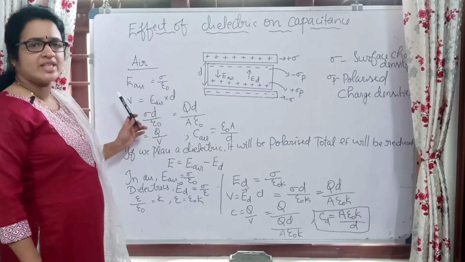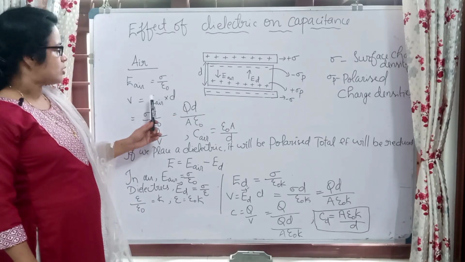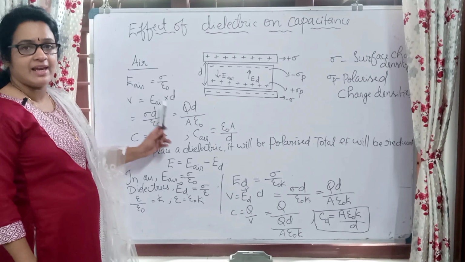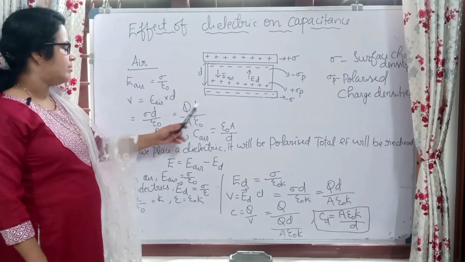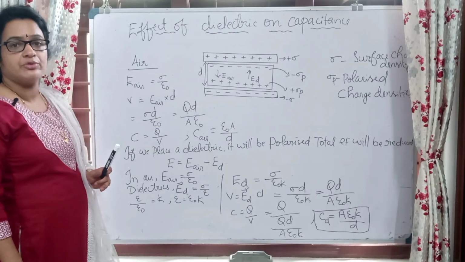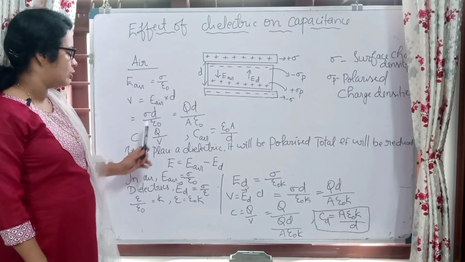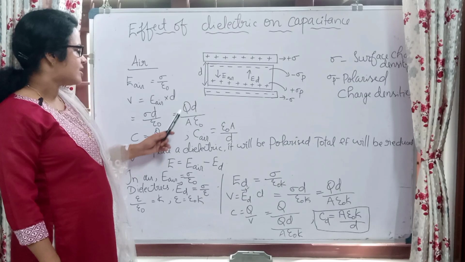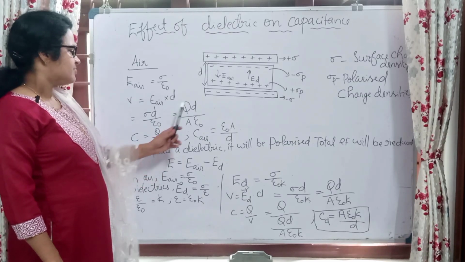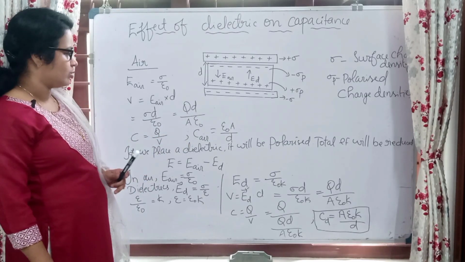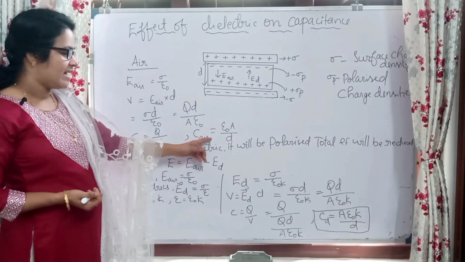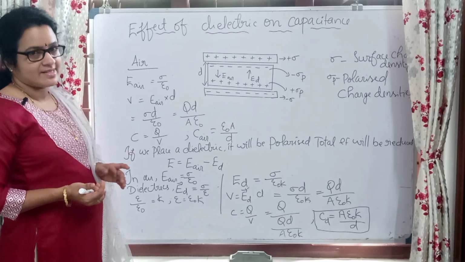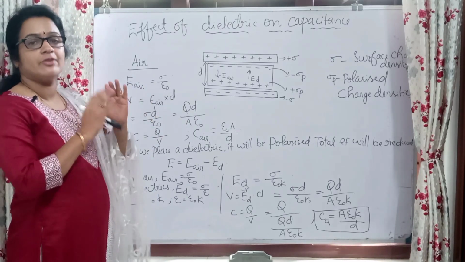So we are only using the equation V is equal to E into D. Here we are considering only air, so we are just giving the suffix, E air. Okay, now QD by A epsilon 0 we are getting. Now we have to find the capacitance. So C will be equal to Q by V. Then we can substitute the equation. Q by V is QD by A epsilon 0. Then what will we get here? C air will be equal to epsilon 0 A by D, because Q and Q will get cancelled. That we have already discussed in the case of air.